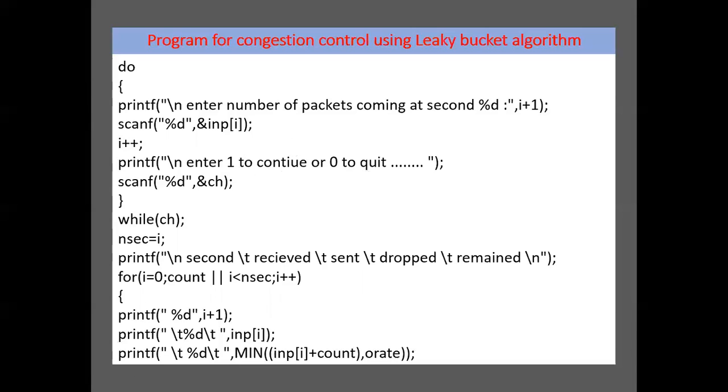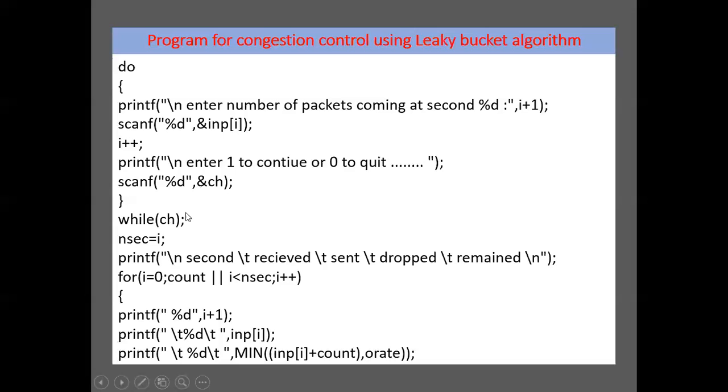Because we know the size of the bucket, if more packets come at an interval, then the spillover, the loss of packets, always takes place. So depending on the size of the bucket, we need to accept the input. Enter 1 to continue or 0 to quit. That value we are storing in ch. If ch equals 1, it indicates we keep on storing the values in the bucket. If 0, we stop storing the data in the bucket.